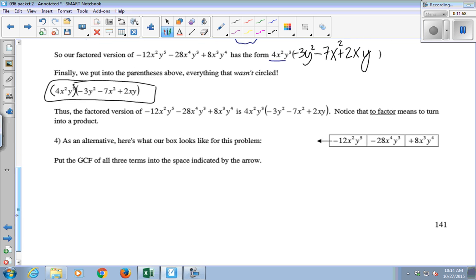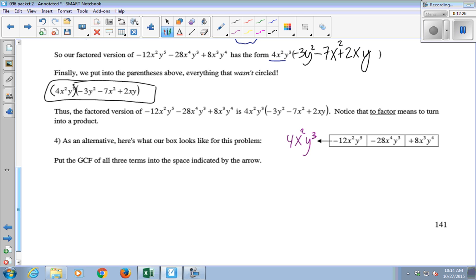As an alternative, you can use a box for unboxing also, right? So we've got our 3 terms here. We pull out the GCF to the left. So you have to go through all that work to figure out the GCF, which was 4x squared y cubed. And then you have to figure out what goes along the top so that when you multiply times the GCF on the left, you get the expressions in the boxes.